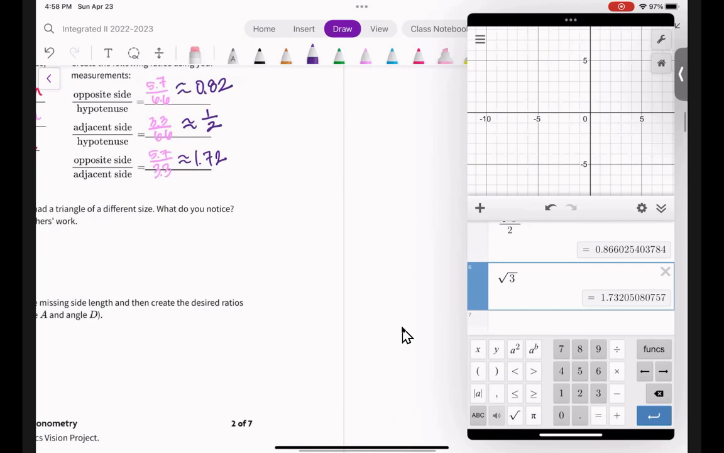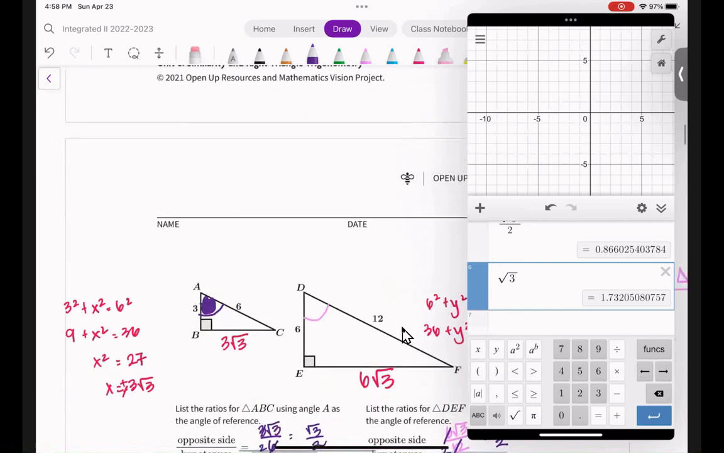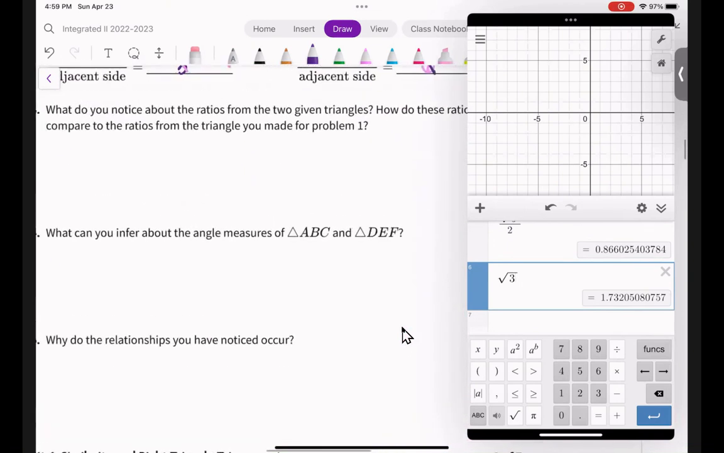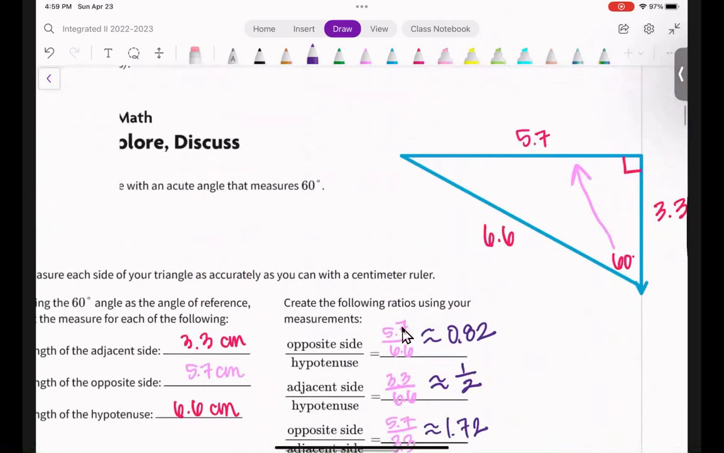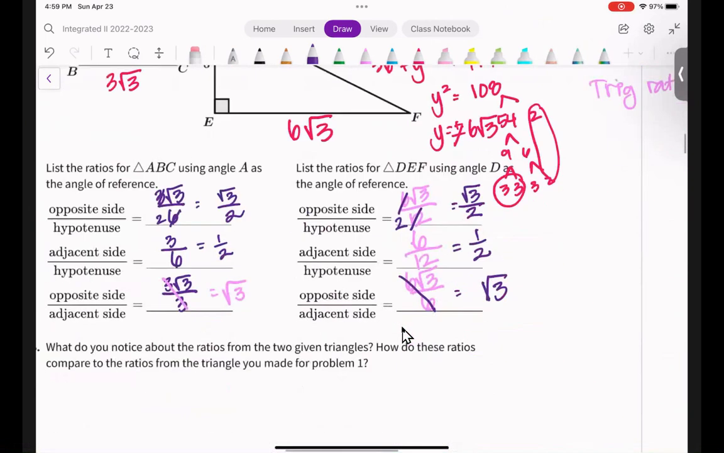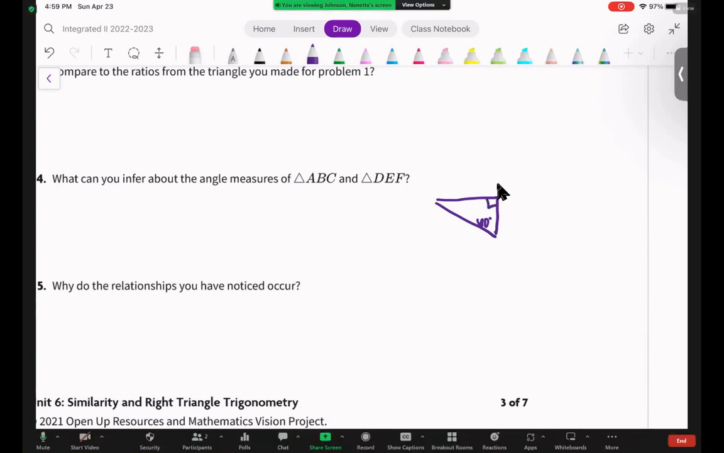And that's at 1.73. So these are all the same. So it says, what can you infer about the angle measures? Well, it must be the same as this guy. It must be a 60. It must have a 60-degree angle in there. So it must be that this angle here is 60 degrees, and this one's 90. If this is 60 and this is 90, what's the small angle? And you're right, it's 30.